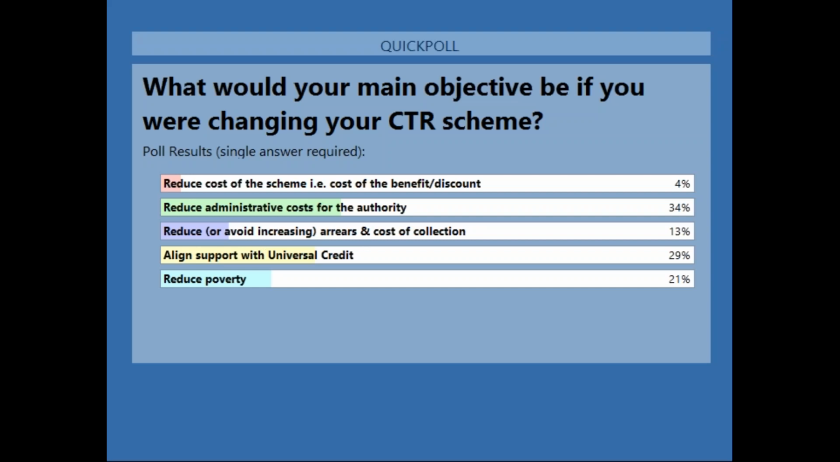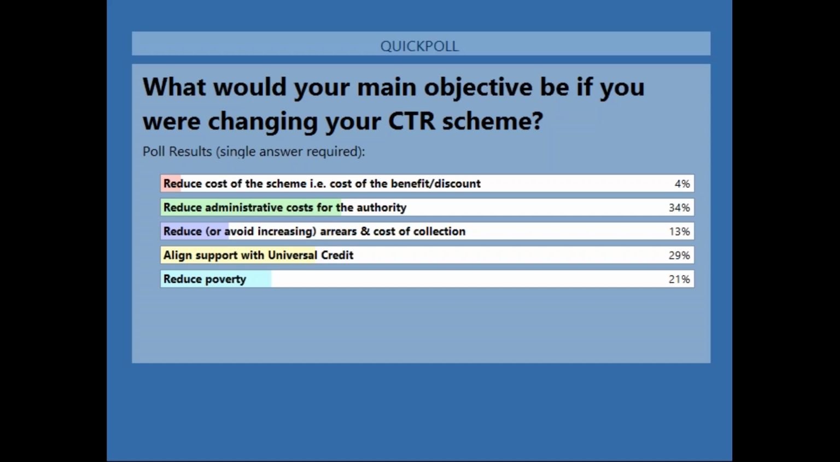Yeah, and I think, Janet, this is more or less exactly what we expected. What's really interesting is if we had done the same poll a couple of years ago, even perhaps last year, the main one would be to reduce the cost. When we were going into authorities looking at scheme modelling two years ago, even a year ago, the first thing everybody said was we need to reduce cost because of the pressure on local authority finances. And we are now finding that the main emphasis is on administration costs, aligning support with universal credit. And I think this goes really nicely onto our next slide.